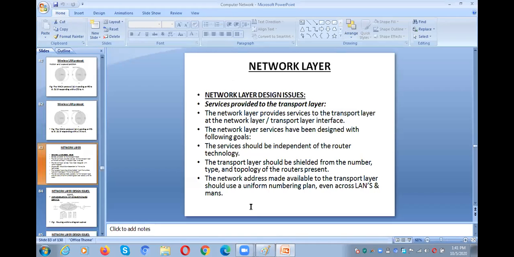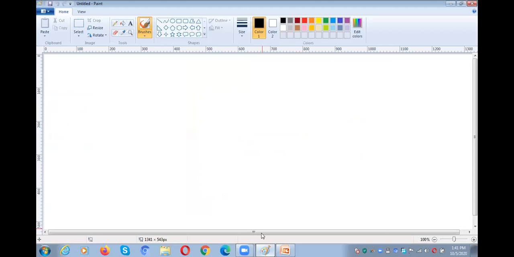And then the network layer. I already told you in the last class, whenever we discuss one layer, we need to start with the design issues of that particular layer. So what are the design issues of the network layer? The network layer is a lower layer, and the transport layer is above the network layer. So the first responsibility of a network layer is providing services to the transport layer.